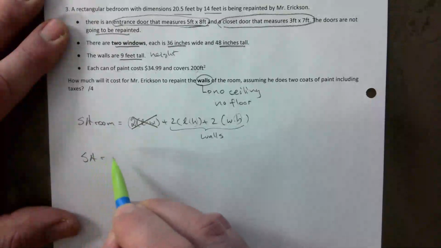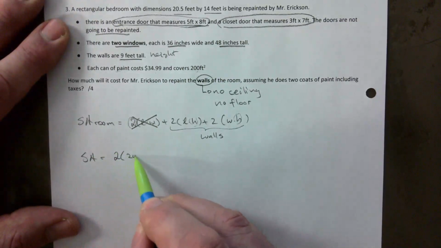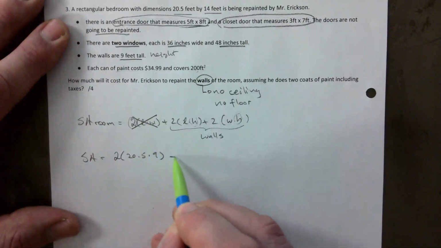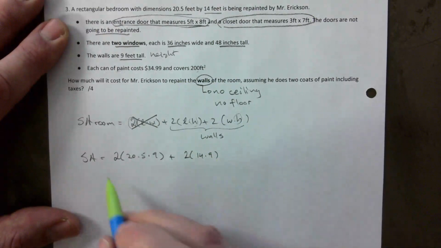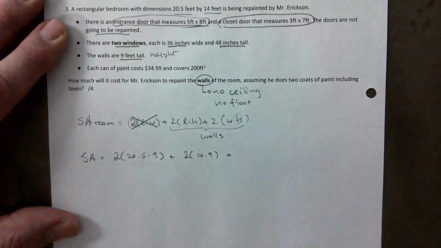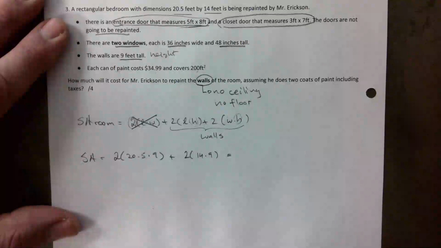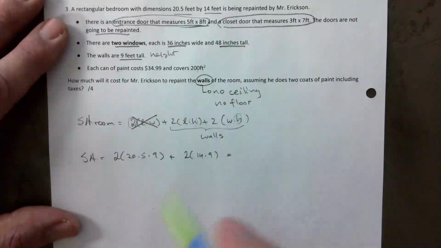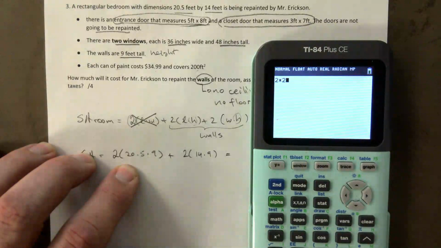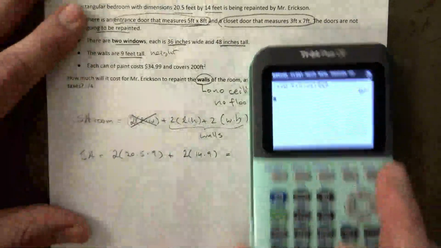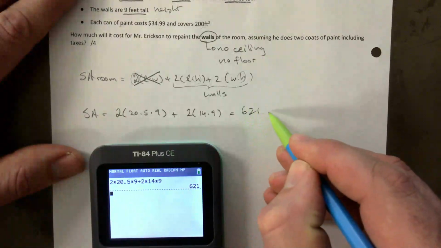So let's figure that out. That'd be 2 times length times height plus 2 times width times height. If you do that correctly, which you can type in one shot, you get... I don't have just the room. I should have done that. Anybody have that, just the room? Or did you do it, maybe you subtracted right away, so I'll just do that with you. $621. I'll give you a mark for that one.